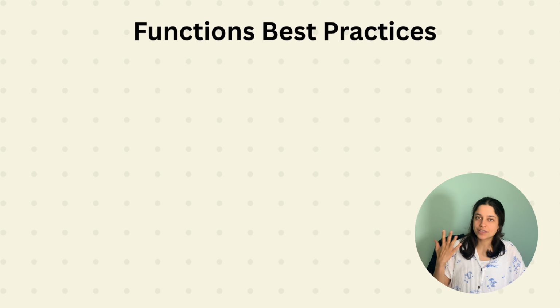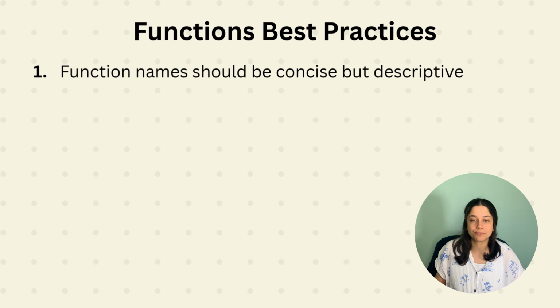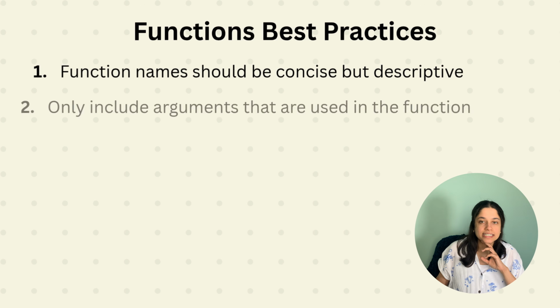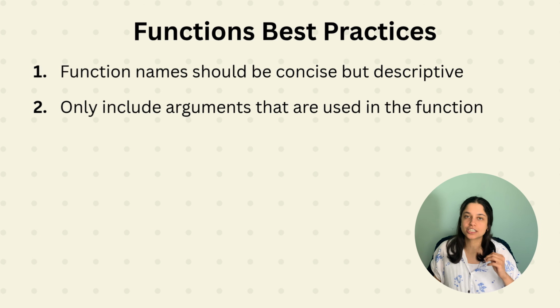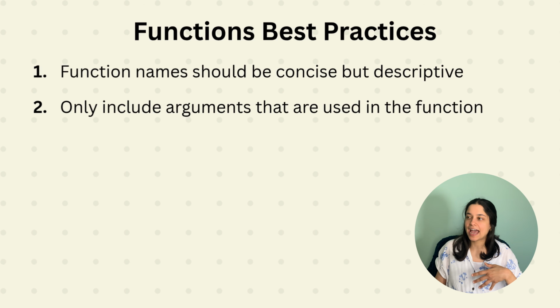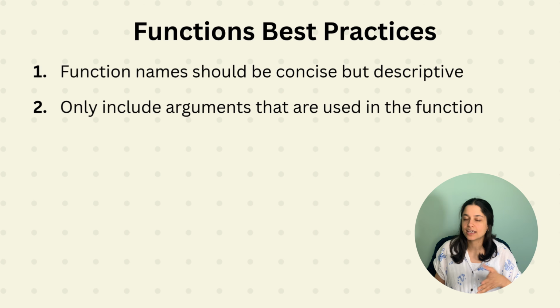So the first is something that I mentioned before. Make sure your function names are concise but descriptive. The second best practice is to only include arguments and parameters that you're actually using in the function. When you're writing a function, sometimes you might add in some parameters that you're using, but then you change the function definition and you're no longer using those parameters. Just make sure you take those out in your finalized code.